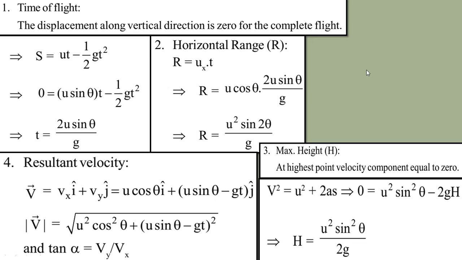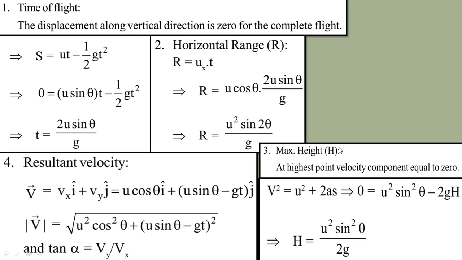For the time of flight, the displacement along the vertical direction is 0 for the complete flight. So s is equal to ut minus half gt square, 0 is equal to u sin theta into t minus half gt square, so t is equal to 2u sin theta divided by g. This is the time of flight. Then the horizontal range R is equal to ux into t, R is equal to u cos theta into 2u sin theta divided by g. So R is equal to u square sin 2 theta divided by g.